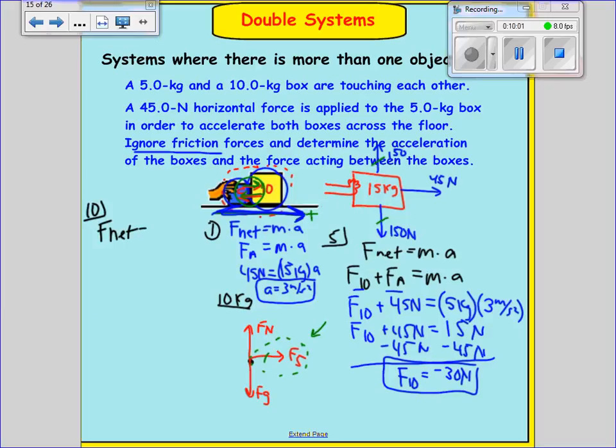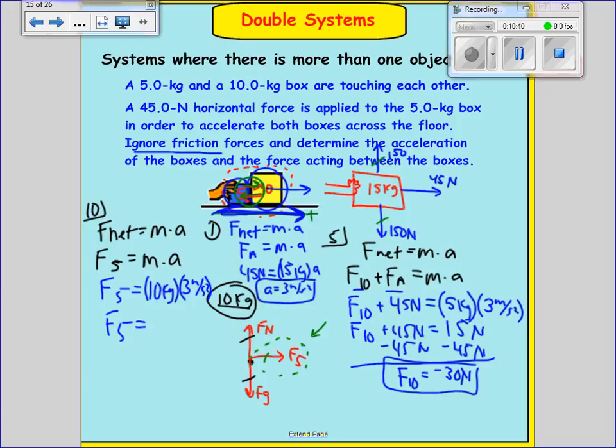So force net equals mass times acceleration. What force or forces are contributing to the net force with the 10 kilogram block? Well, in that case, it's just the force that the 5 kilogram block pushes. So my force net is really just F sub 5, since the normal and the gravity cancel out. So that's equal to the mass times the acceleration. Now, my F5 is what I'm solving for, and that's equal to the mass, which is, what mass are we looking at now? It's 10 kilograms times the acceleration. And acceleration for the 10 kilogram block is also in the positive direction, so it's 3 meters per second squared.